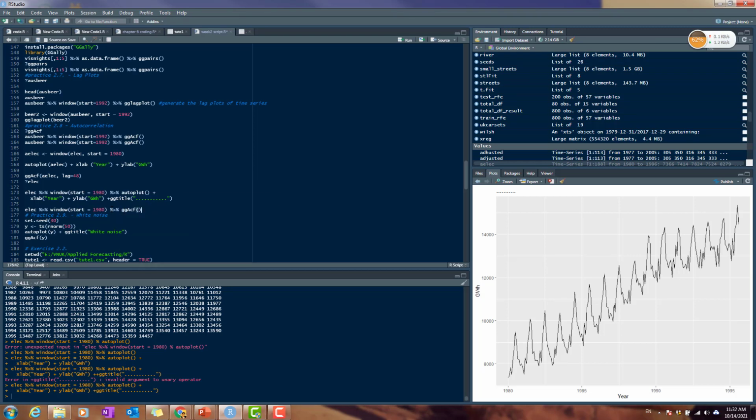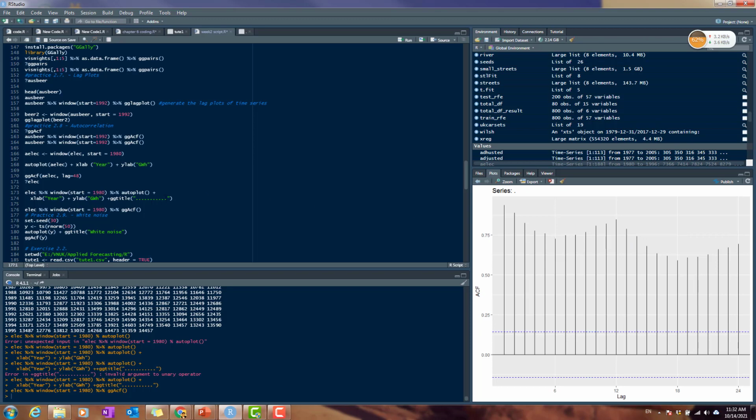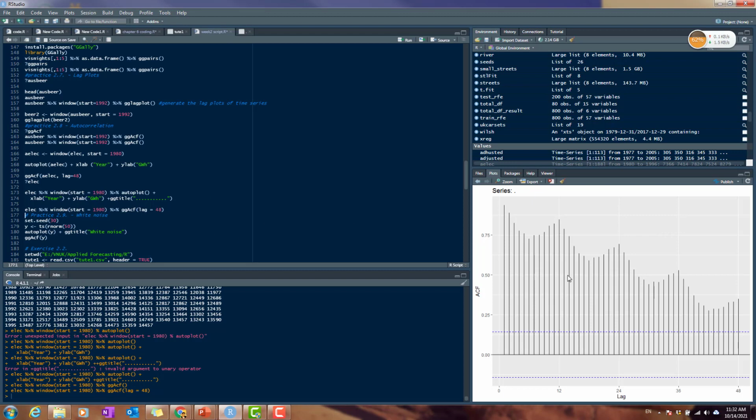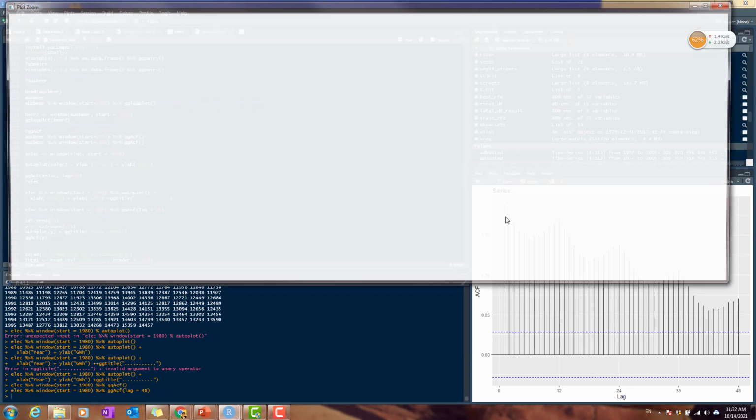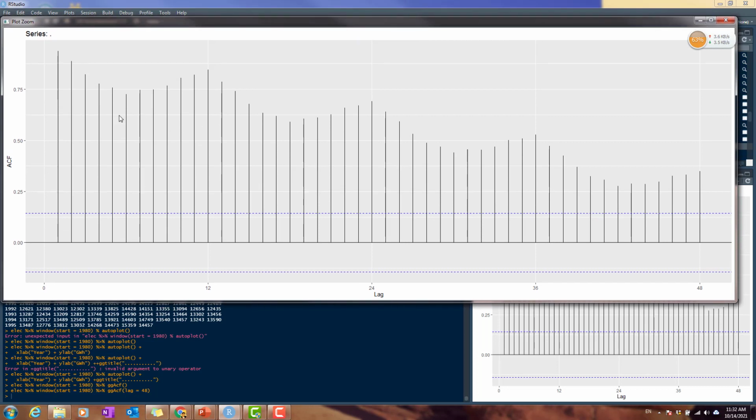GGAC app, okay. This could be the plot, but I want to specify the last values up to 48 months. That means 4 years later, and I'm going to see how the data is autocorrelated.